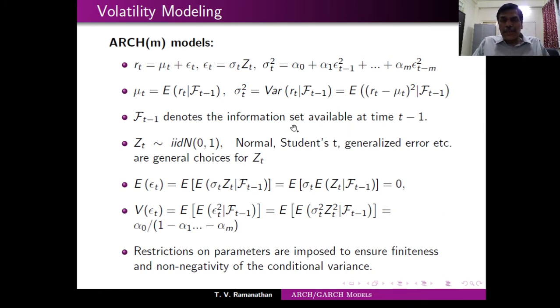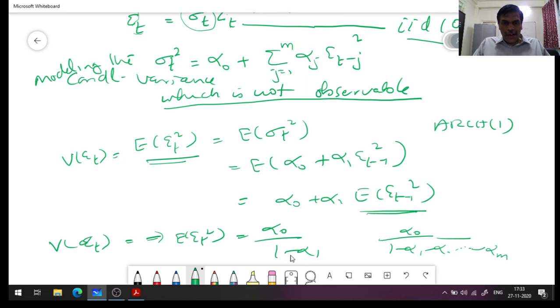Now if you start getting higher order moments for this epsilon t process, then we have to put more restrictions on these parameters, the area in which they can vary. For example, in this computation you have seen that I have to have alpha 1 less than 1. I cannot allow alpha 1 to be greater than 1.